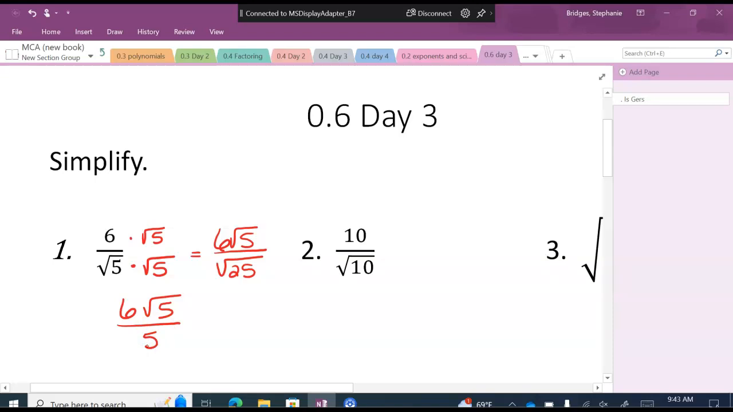Then what we try to do is simplify if we can. We can only simplify numbers that are both not under the square root sign or numbers that are both under the square root sign. What are the only two numbers that are not under the square root sign? 6 and 5. Do those have anything in common? No. So I'm going to leave my answer just like that. Go ahead and try the next one.